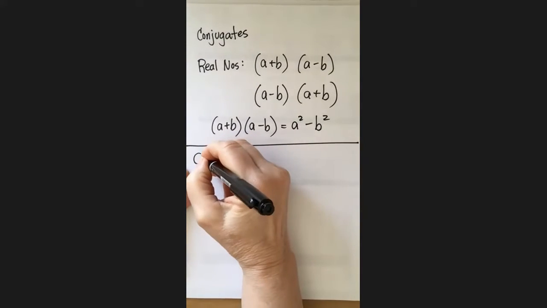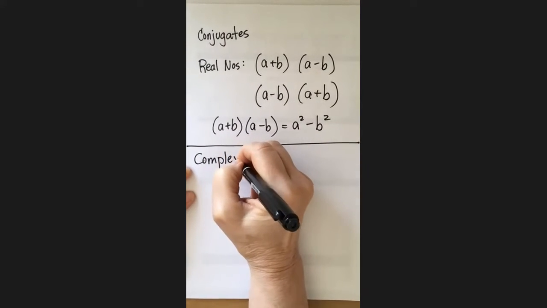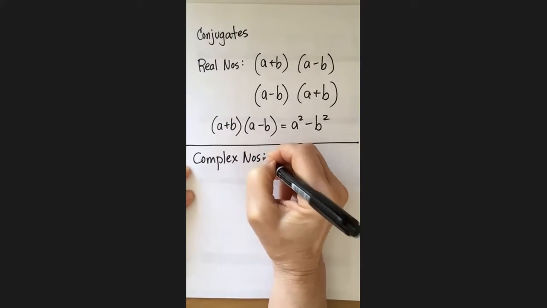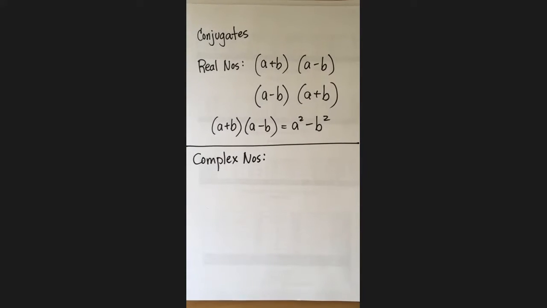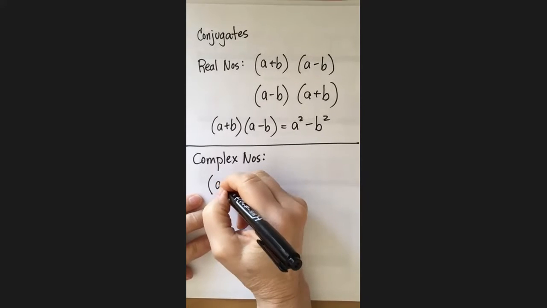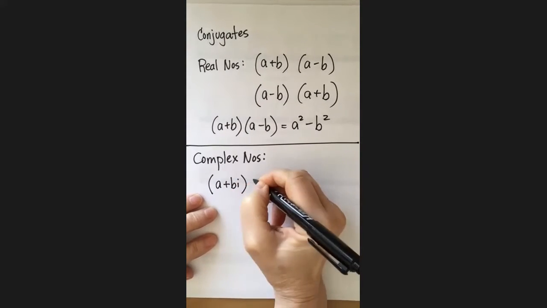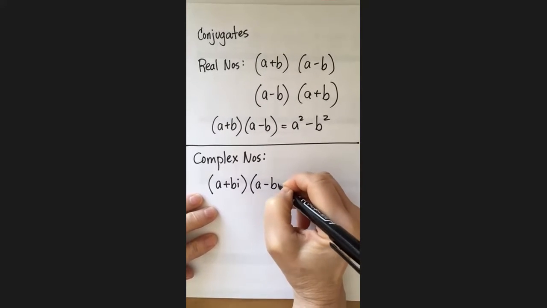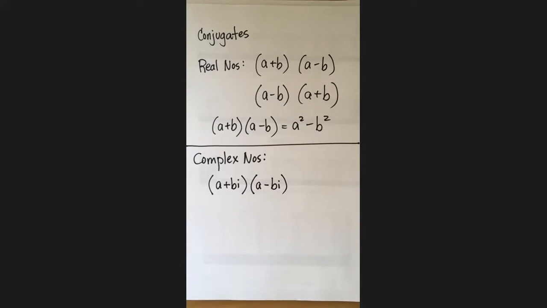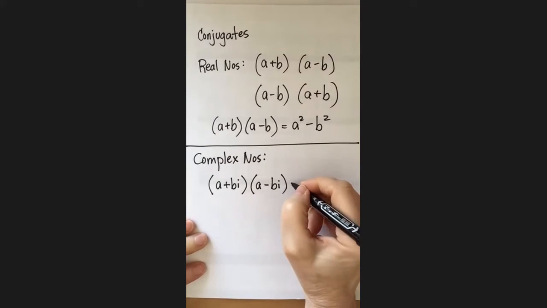Now, what about complex conjugates? Well, obviously, complex conjugates are conjugates of complex numbers. So in general form, we have A plus BI and A minus BI. The very useful thing about complex conjugates is that when you multiply them together, you get a real number. The imaginary part disappears. Okay, let's try it.